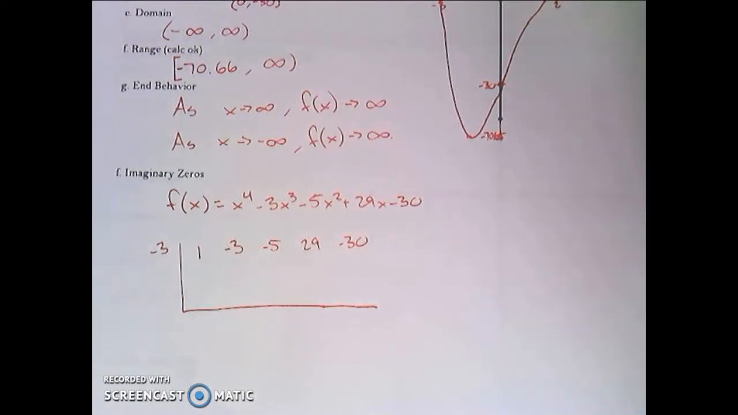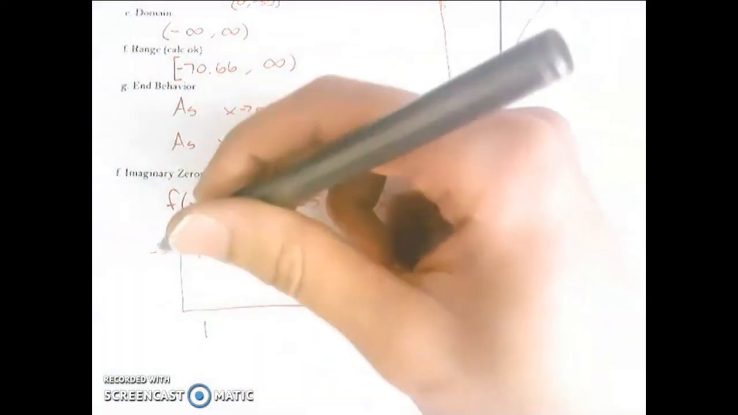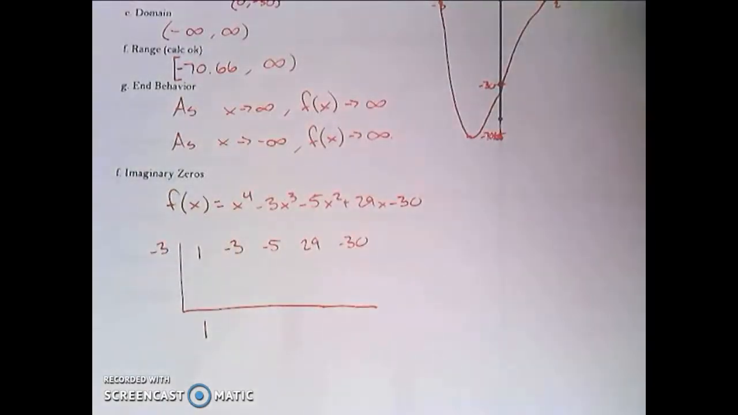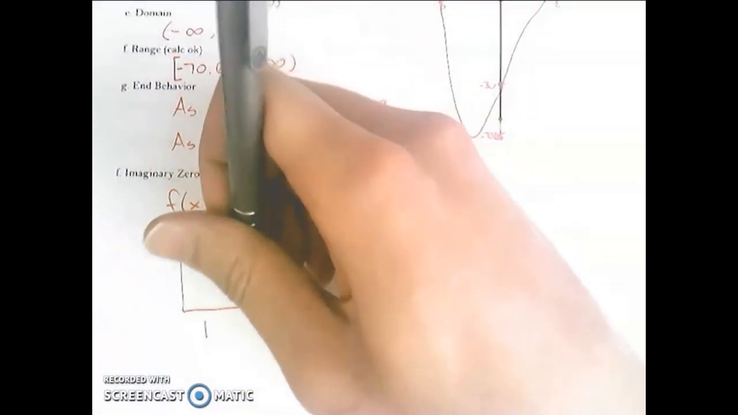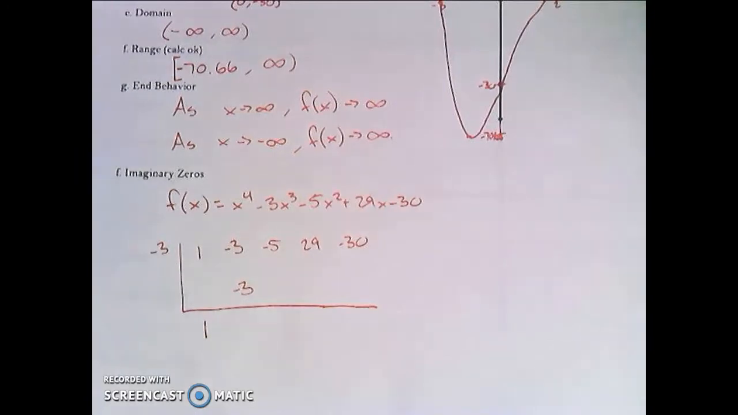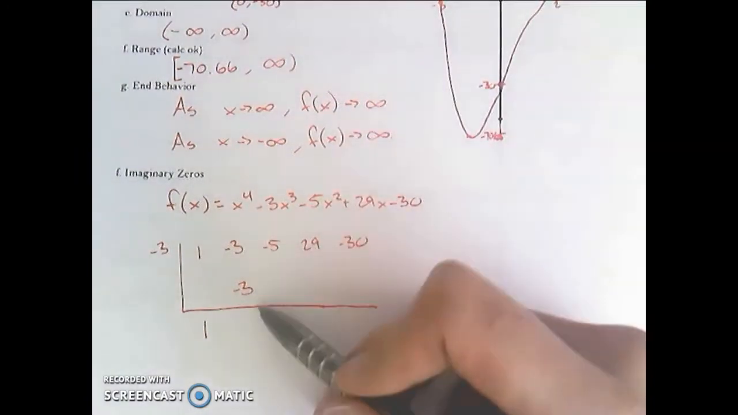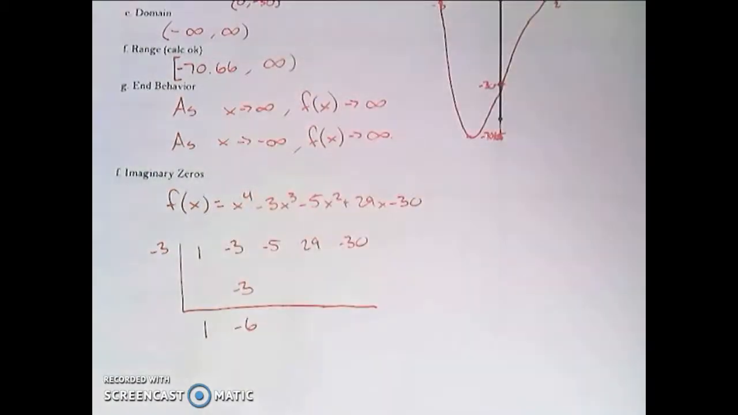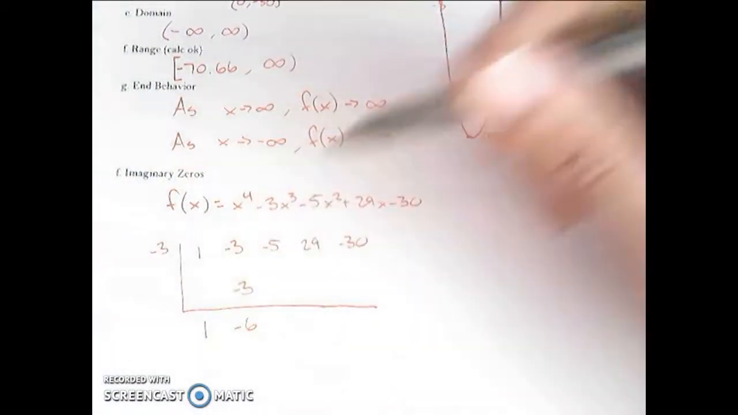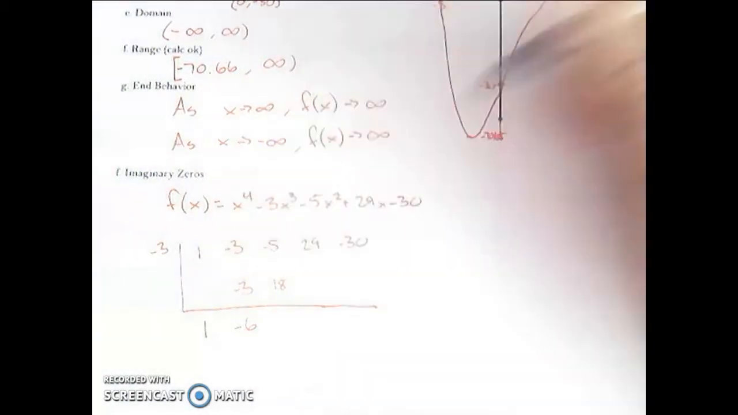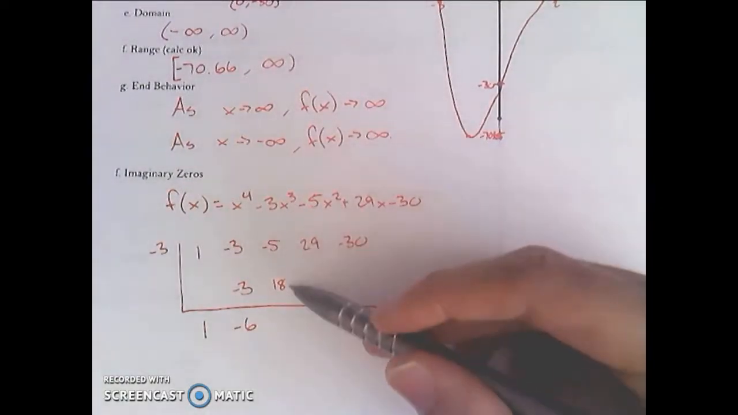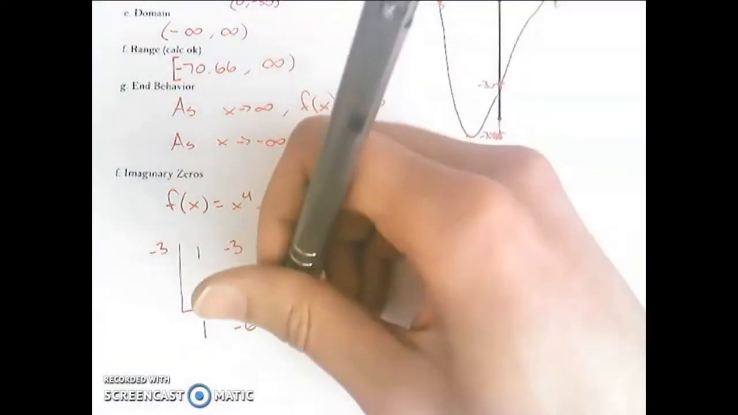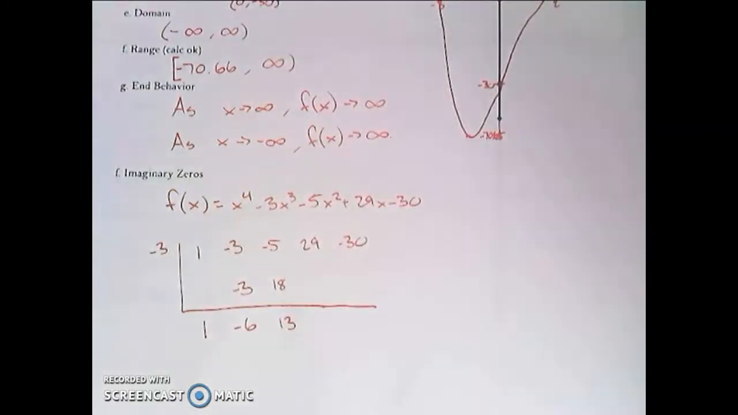So for synthetic division, we bring down the first term, and then we multiply these two. Negative 3 times 1 gives us negative 3. And then we bring that up here and we add these two terms. So negative 3 plus negative 3 gives us negative 6. Again, we multiply: negative 3 times negative 6 is a positive 18, and we add these two terms. Negative 5 plus 18 gives us a positive 13.